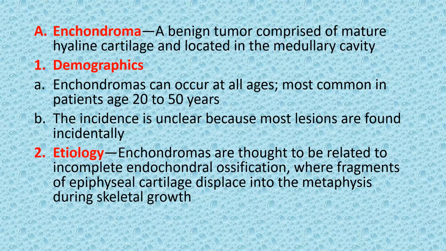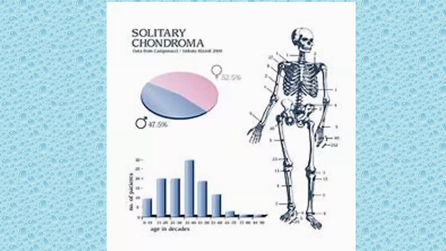Enchondromas can occur at all ages, and they are most common in patients between 20 and 50 years. The incidence is unclear because most lesions are found incidentally. Enchondromas are thought to be related to incomplete endochondral ossification, where fragments of epiphyseal cartilage displace into the metaphysis during skeletal growth. They are more common in females than males. It can occur in any location.